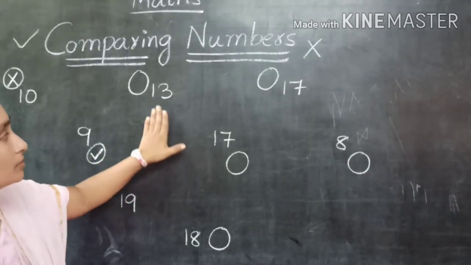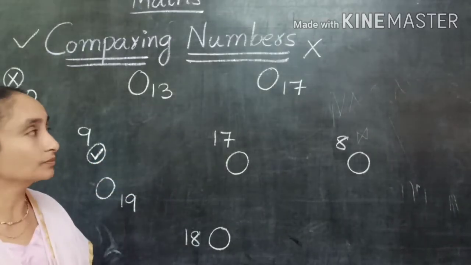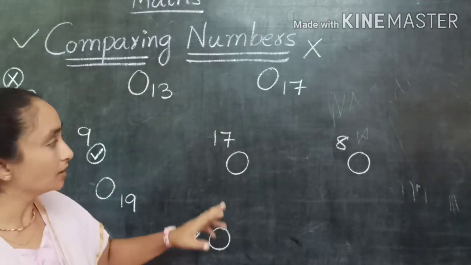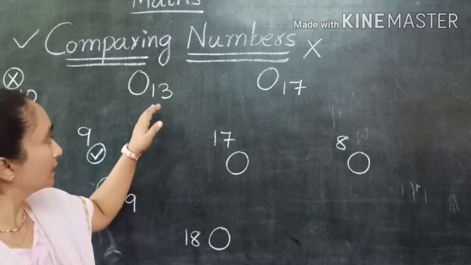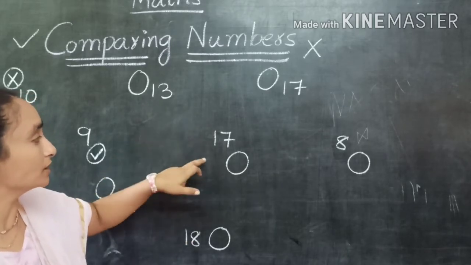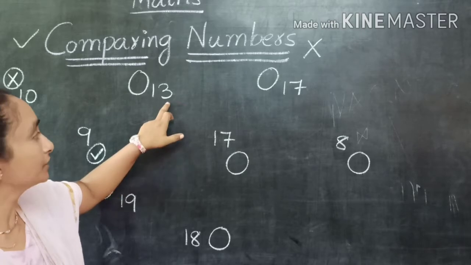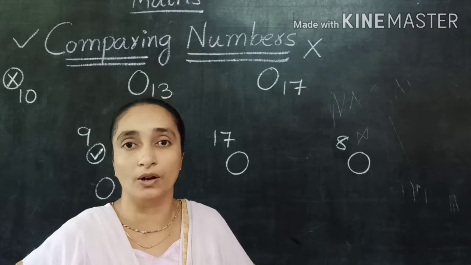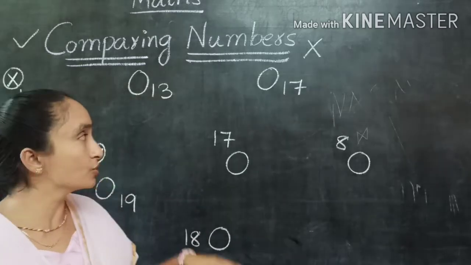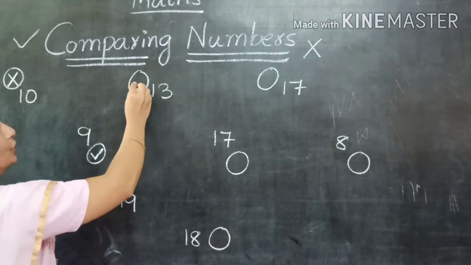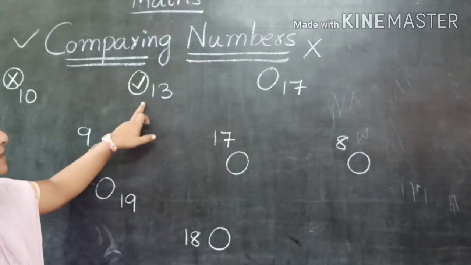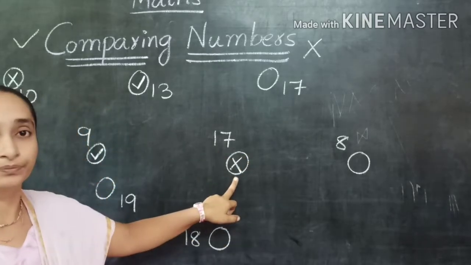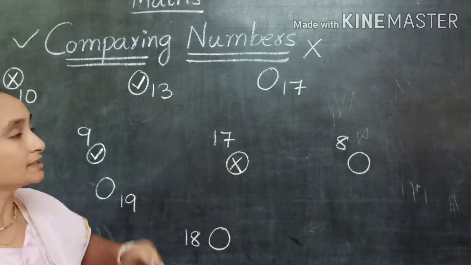Now here we can see the two numbers 13 and 17. Both are 2 digit numbers. 1, 3, 13. 1, 7, 17. In the tens place we have the same 1 and 1. In the ones place we have 3 and 7. So which is the small one? Is 3 the small or is 7 the small? Yes, 3 is the small one. So 13 is the small number. You can give the tick mark to this small number, and this is the big one, you can give the cross mark here. So 17 is the big one and 13 is the small one.